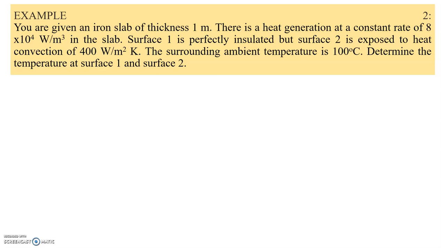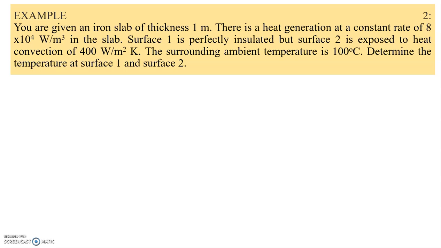Now, next we look at an example similar to the previous one, but this time with values given to the parameters. You have a 1 meter thickness iron slab. Heat is being generated at 8 times 10 to the power 4 watt per meter cube. The insulated surface is still insulated, but the surface 2 is exposed to heat convection of 400 watt per meter squared Kelvin. The surrounding is at 100 degrees C.